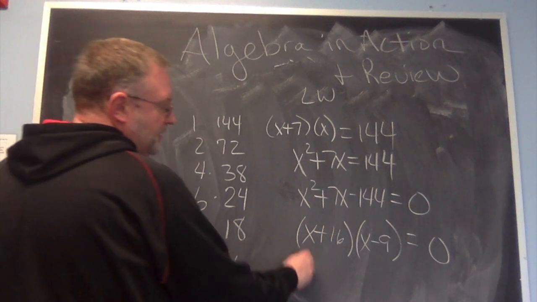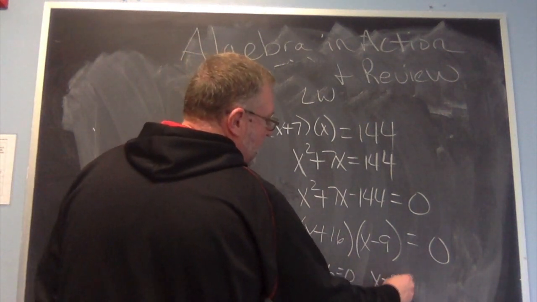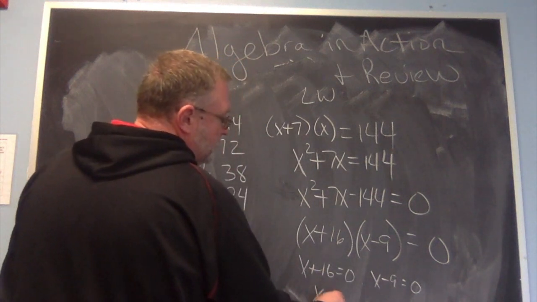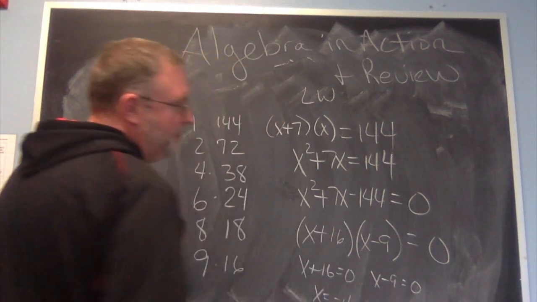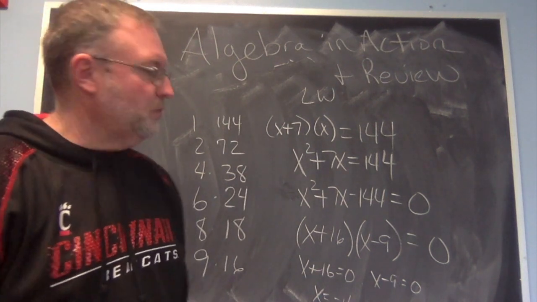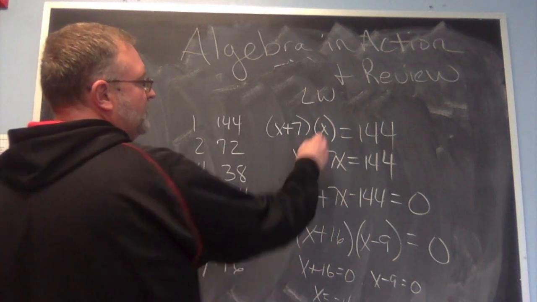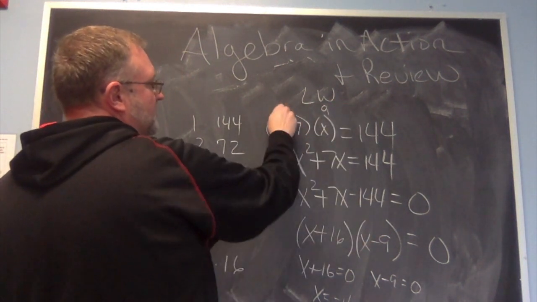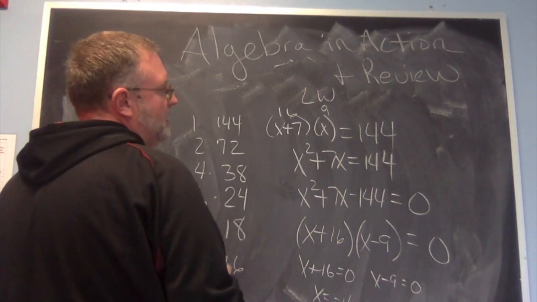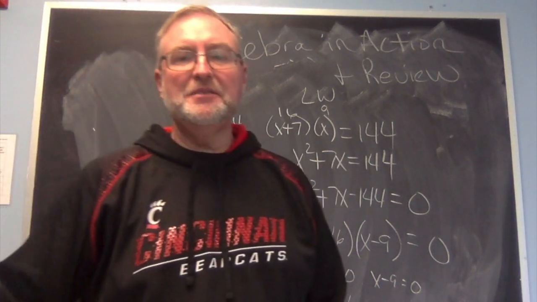Then I'm going to solve each of these. x plus 16 equals 0. x minus 9 equals 0. So x equals negative 16 and 9. So I'm going to take the 9. That's the easiest one to work with because you only have to pick one. I'm going to go back up here. So the width is going to be 9, and the length is going to be 16. And 9 times 16 is 144. And I found my answer, right?